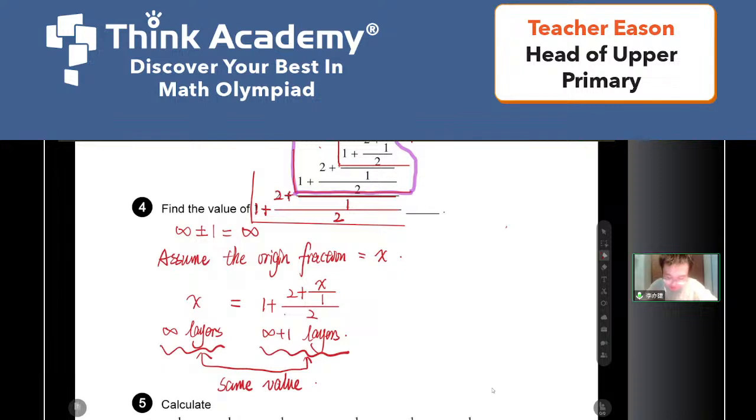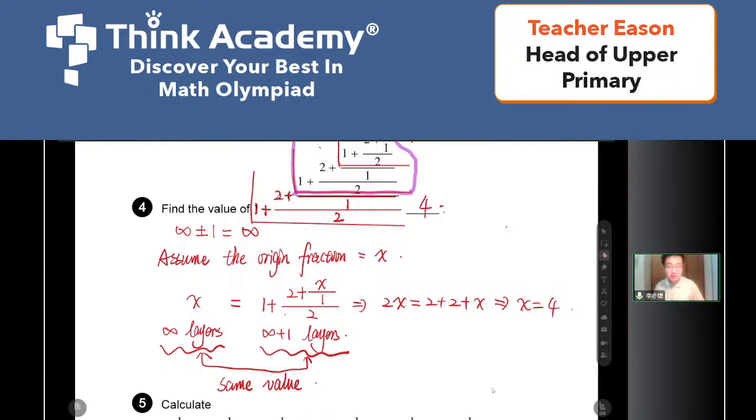So now we build an equation about this x, because we are adding 1 new layer to this x. The value is also still x. Then we can solve this equation to get a certain value of x, and it's quite easy because we just times 2 here. So we will get 2x equal to 2 plus 2 plus x, and then x is obviously 4. So the original fraction has a value of 4, and 4 should be the answer.